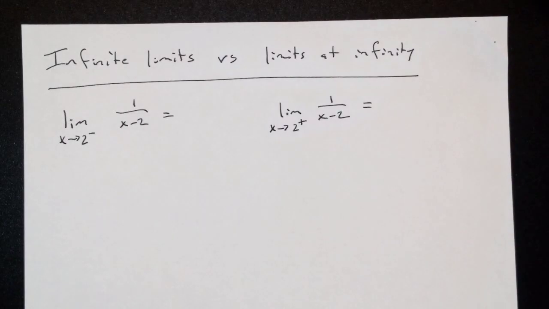In our previous discussions on limits, we talked about the idea of having an infinite limit. Two examples. The limit as we approach 2 from the left, of 1 over x minus 2. Same function, same number. What happens as we approach from the right? Limit as x approaches 2 from the right, 1 over x minus 2. What's happening as we approach 2 from either side?